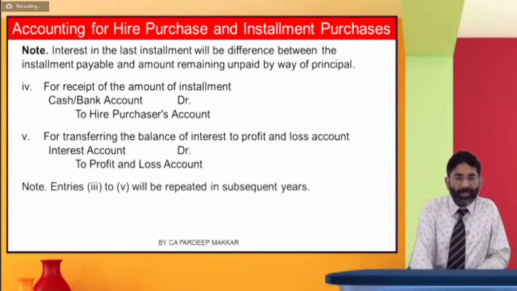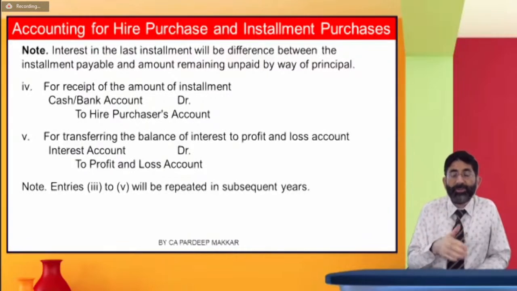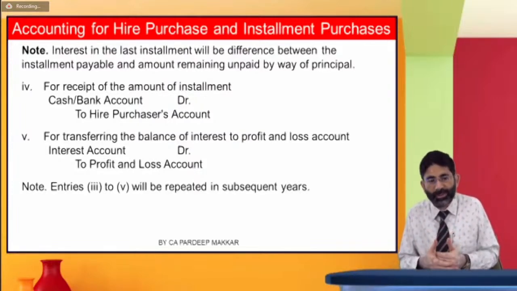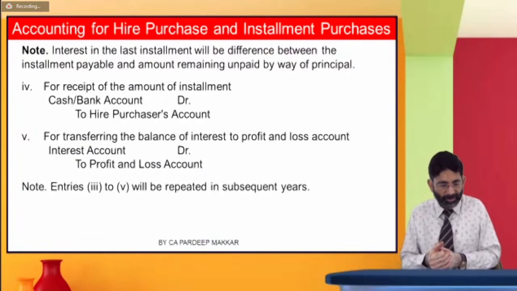Now entries third to fifth will be repeated in subsequent years, because third entry is regarding your interest due, fourth is regarding installment received, and fifth is regarding interest transferred to P&L account. This will repeat again and again. First two entries are made only in the first year. So these entries will be repeated again and again. Better note it down.